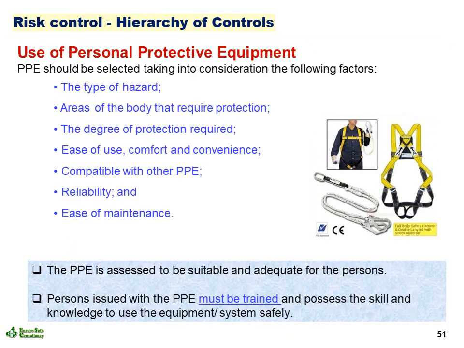Details about the hierarchy of risk control continued. Use of personal protective equipment. PPE should be selected taking into consideration the following factors: the type of hazard, areas of the body that require protection, the degree of protection required, ease of use, comfort and convenience, compatibility with other PPE, reliability, and ease of maintenance. The PPE is assessed to be suitable and adequate for the persons. Persons issued with the PPE must be trained and possess the skill and knowledge to use the equipment/system safely.